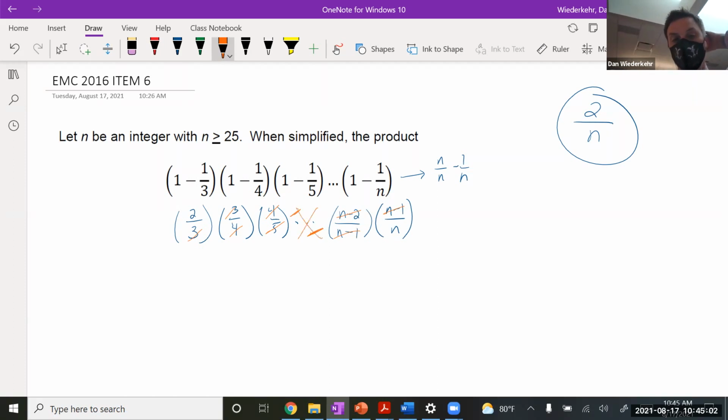And so everything in here is, of course, going to cancel out. So what are you left with? Well, you're left with a 2 on top and an n on bottom.